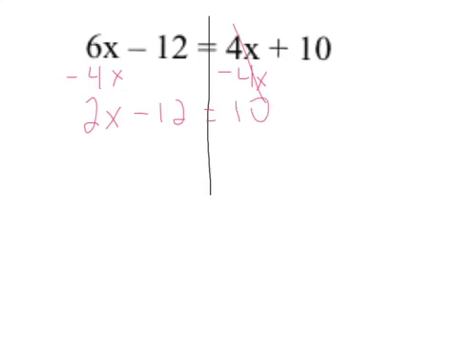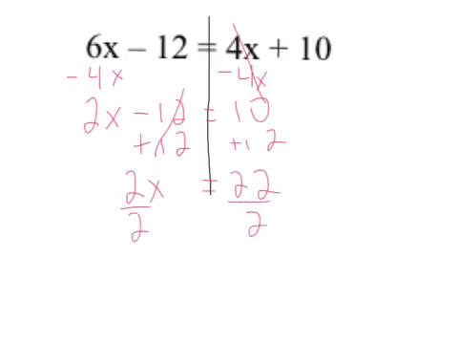Okay. Now that the x's have been moved to the left side, I want to take the numbers from the left side and move them to the right side. Add 12 to both sides. That becomes nothing here, and all I'm left with is 2x equals 22. Then I will divide by the coefficient, or the number in front of the x. That gives me 1x equals 11.